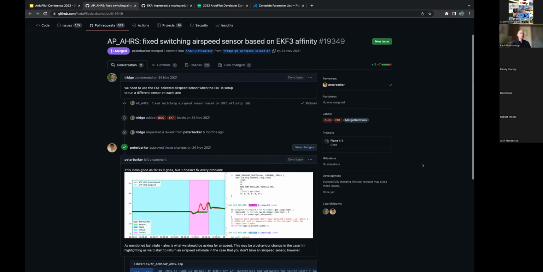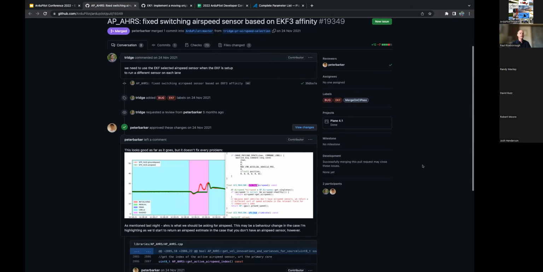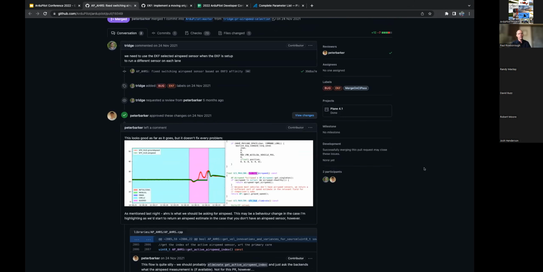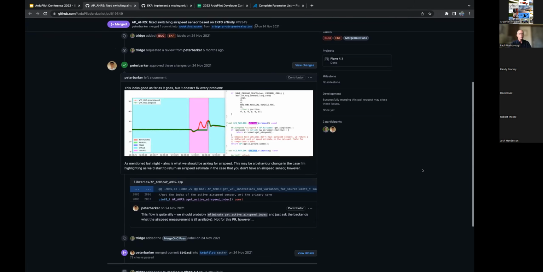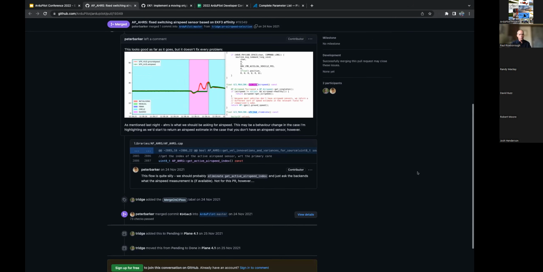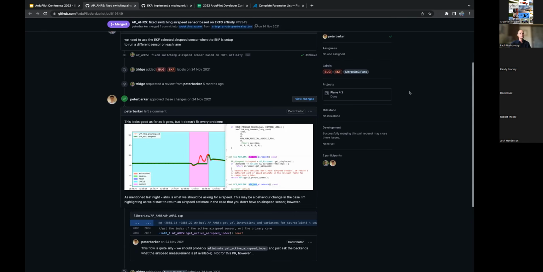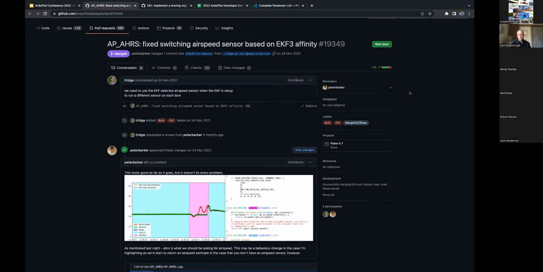Now, Tridge, if I remember this PR correctly, that selection of the EKF and its corresponding airspeed sensor will also affect the airspeed sensor that's used by the plane control loops. Yes, that's right. The plane control loops ask which airspeed sensor to use, so when the primary switches, it will switch the primary inside the airspeed library. Okay, so that's a good feature to have if people are running multiple airspeed sensors.